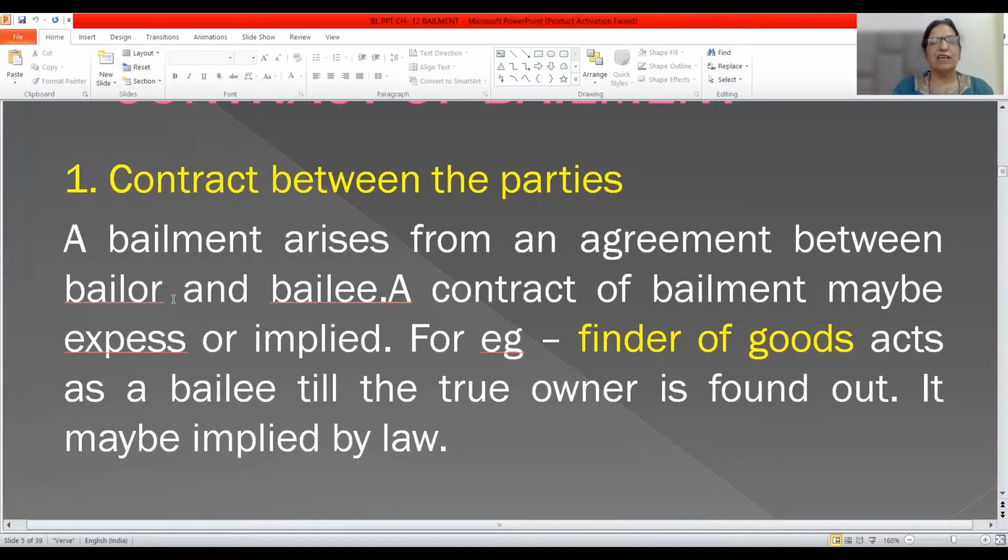The very first point is contract between the parties. The contract of bailment always arises from an agreement between bailor and bailee. This contract may be express or implied. For example, friends, take the finder of goods. The finder of goods is the person who finds goods lying on the road or in the street. He takes the goods into his own custody and then tries to find the real owner. Till the real owner is found, he acts as a bailee. So here is the contract between the true owner and the finder, which is implied.